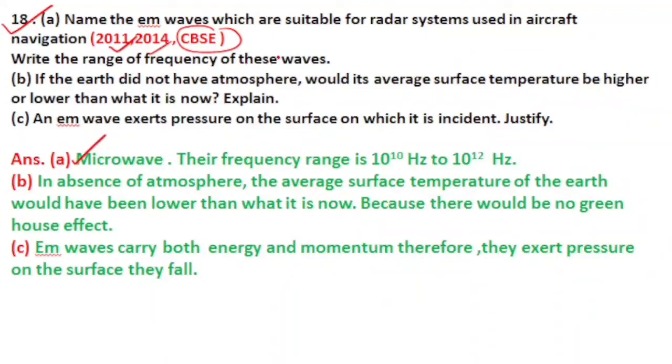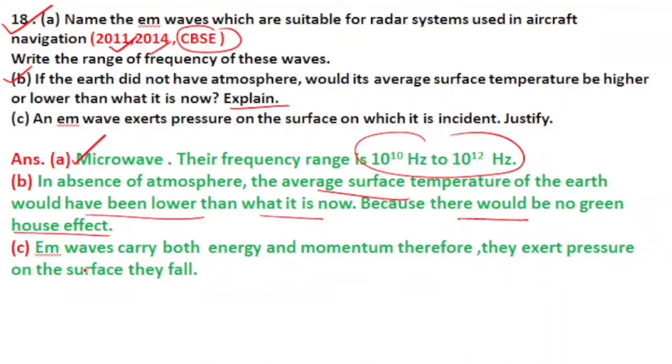Write the range of frequency. The range of frequency is from 10^10 Hz to 10^12 Hz. Right? Next, B part. If the Earth did not have an atmosphere, would its average surface temperature be higher or lower than what it is now? Explain. In the absence of atmosphere, the average surface temperature of the Earth would have been lower than what it is now because there would be no greenhouse effect, so the temperature decreases.